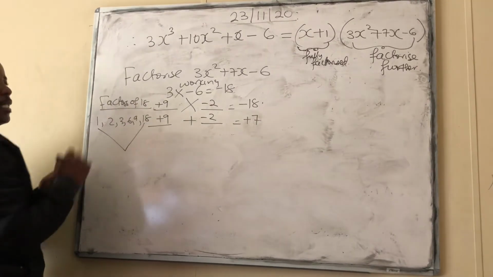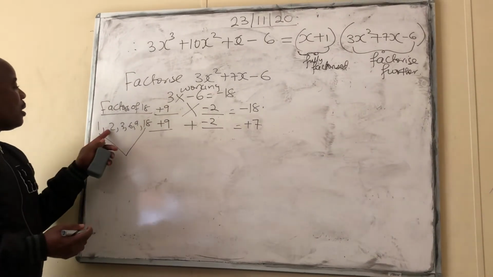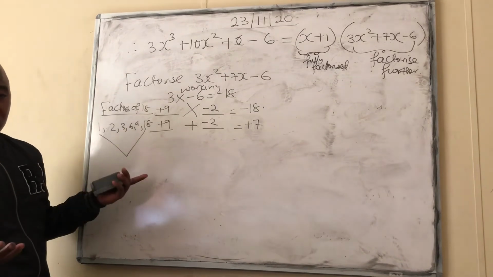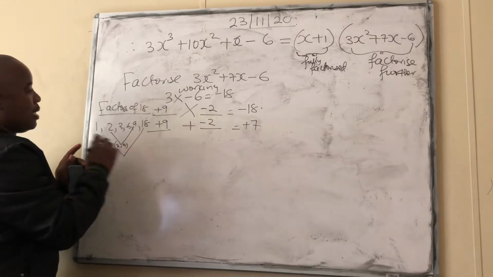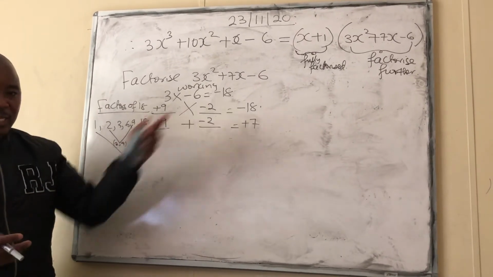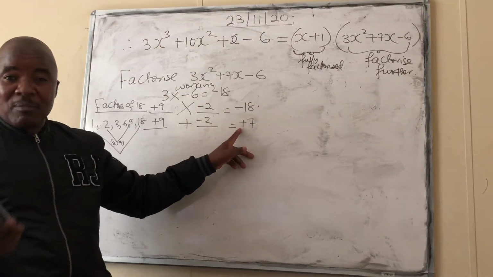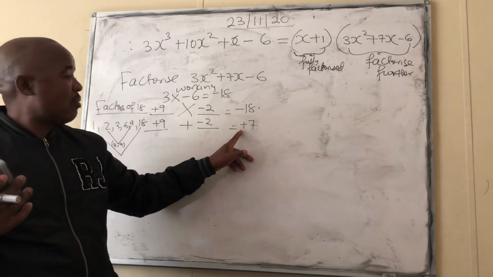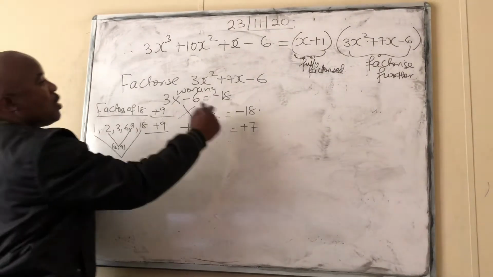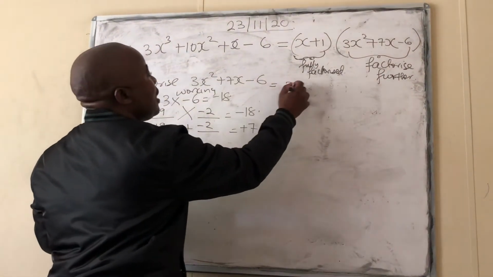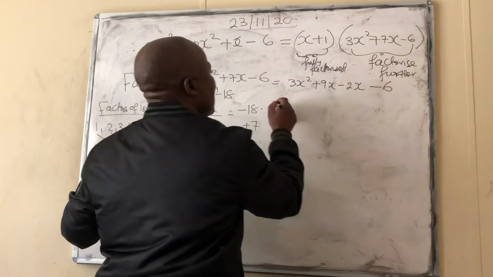So when you look at these numbers, 1 and 18, there's no way that you can get a 7 when you add them. 3 and 6, there's no way that you can get 7 when you add them. So the only possible numbers are 2 and 9. Now, the product is negative. It means one number is positive, the other number is negative. If you add the same numbers with different signs and you get a positive answer, it means the bigger number is the one that is positive, which is what we have done here. So this one here, it will be 3x squared plus 9x minus 2x minus 6.